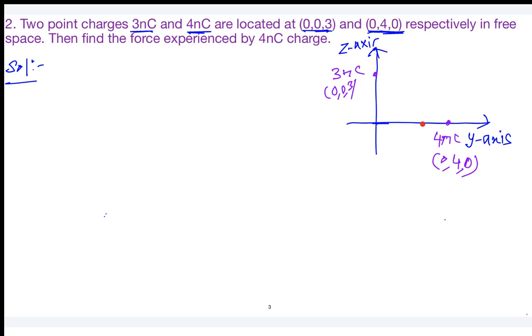Now you are finding the force experienced by the 4 nanocoulomb charge. See here, this is your 4 nanocoulomb. This is positive and this is also positive. So the first part is to find the direction of the force on the 4 nanocoulomb charge. What will happen now? Since both are positive, this 4 nanocoulomb charge is trying to move away like this. So I can represent the direction by a vector along this particular direction. You can see here, this direction is the same as this direction. Will you agree with me?